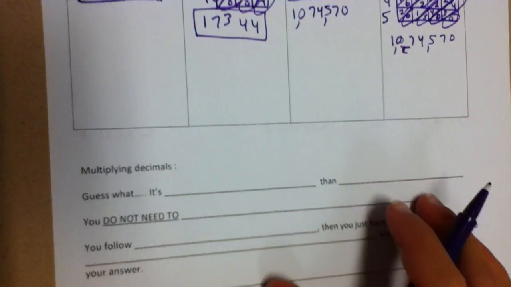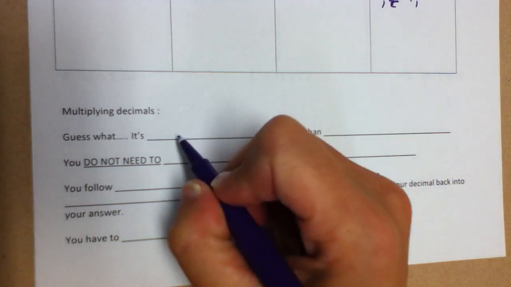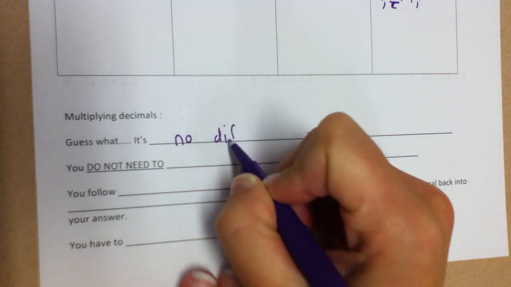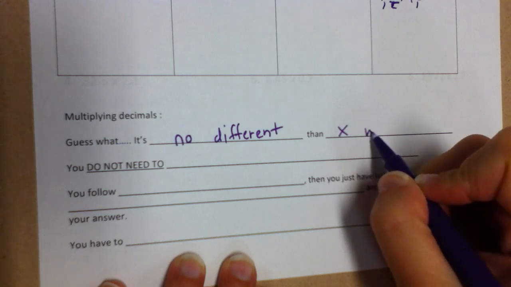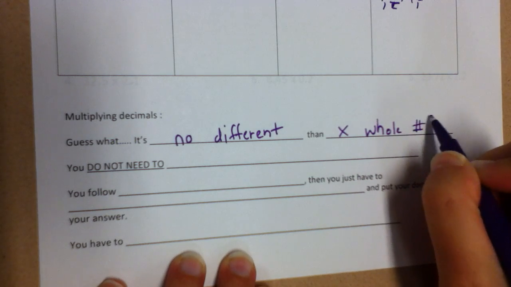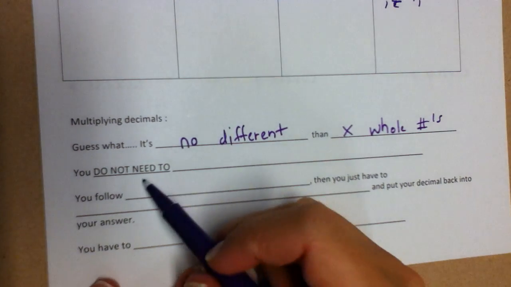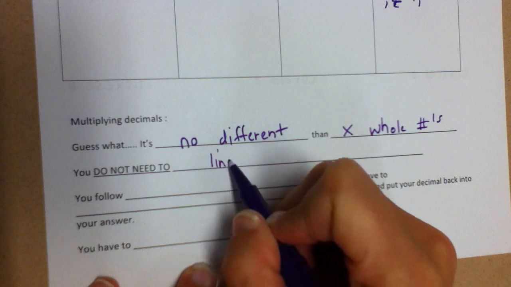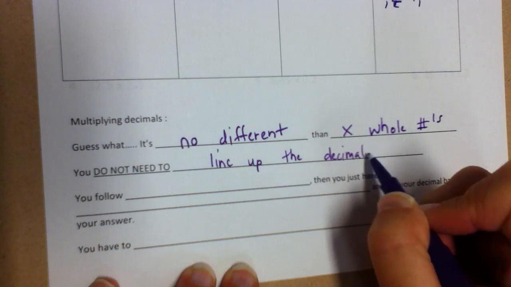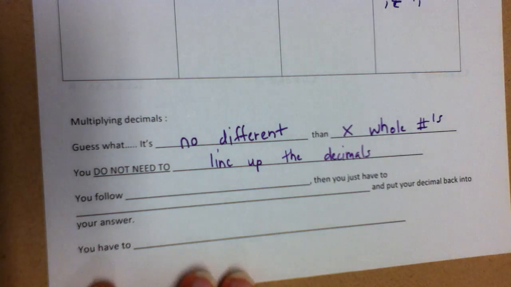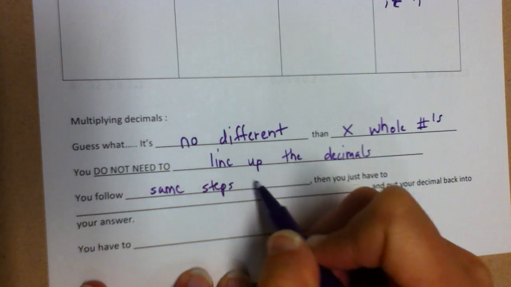When you're multiplying decimals, because that's our job for today, is to multiply decimals, guess what? It's no different than multiplying whole numbers. Well, there's a little bit of difference. You don't need to line up the decimals. And I'll show you an example in just a moment. Do not have to have decimals lined up. You follow the same steps as above.